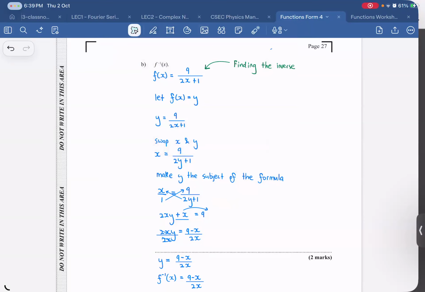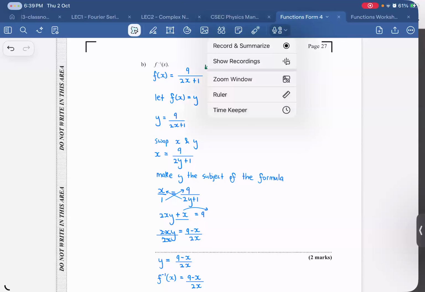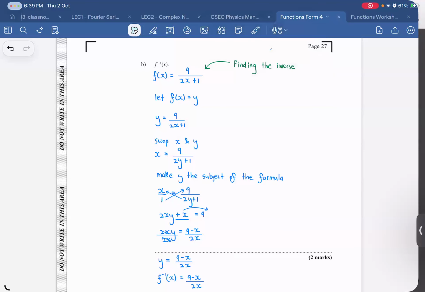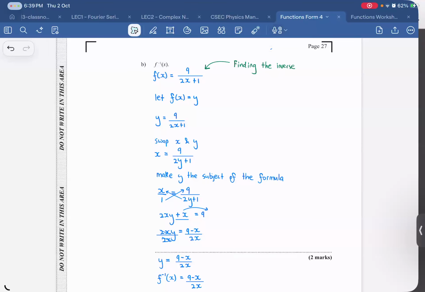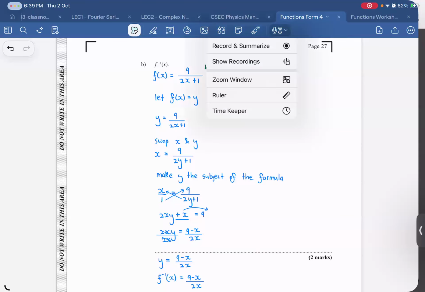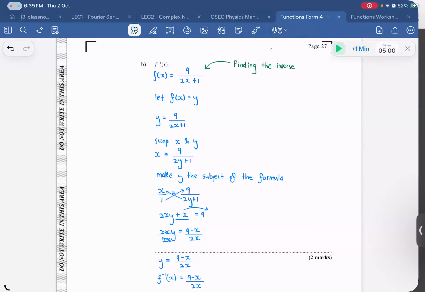I'm giving you only 3 minutes to copy this down, and then we're going to do the other questions in the functions worksheet, because we're basically done with functions. Take 3 minutes and copy this down.